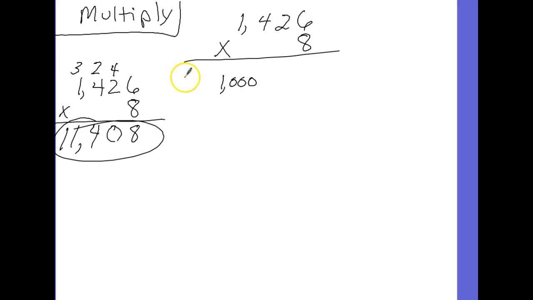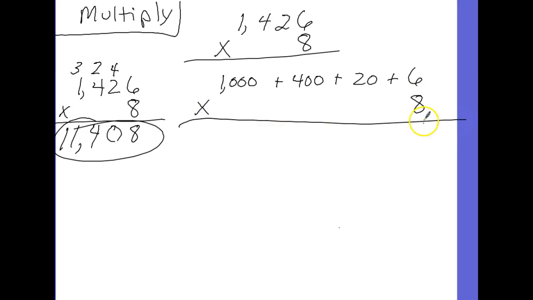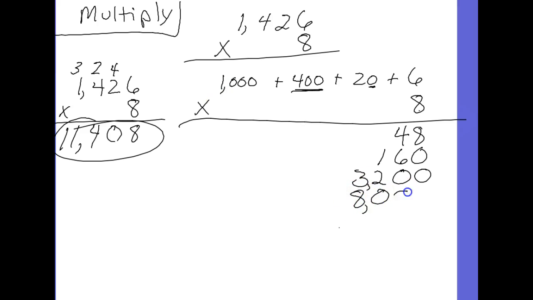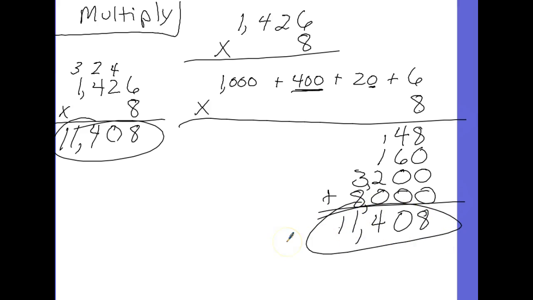Now the other way that we can do this is we break this out into expanded form: 1,000, 400, 20, and 6, and we do each one separately times 8. So 8 times 6 is 48. 8 times 2 is 16, but 8 times 20 is 16 with a 0 added to it, so that's 160. 8 times 4 is 32 with 2 zeros added because it's 400. And then 8 times 1,000 is 8,000. And we add these, and we get 11,408. Okay, so there's two different methods you can use.